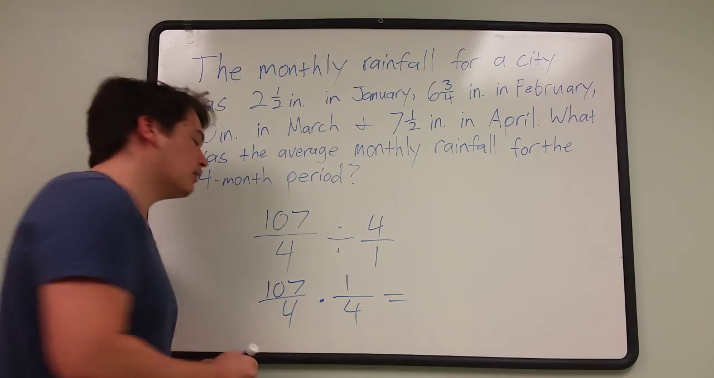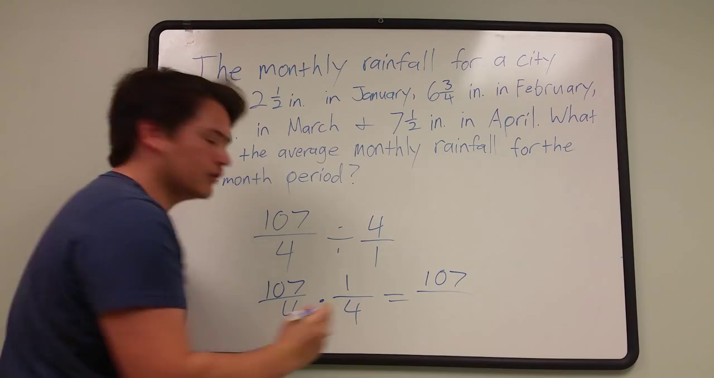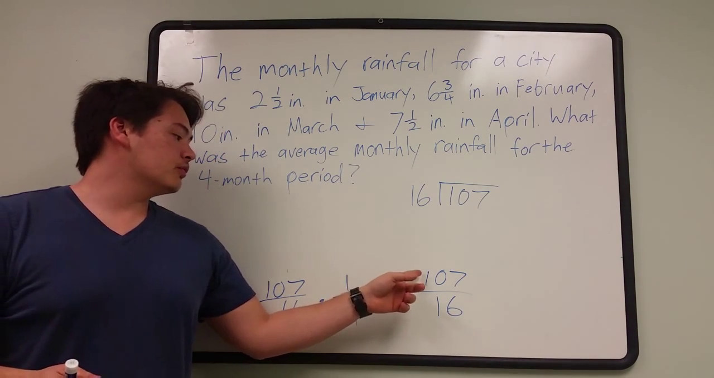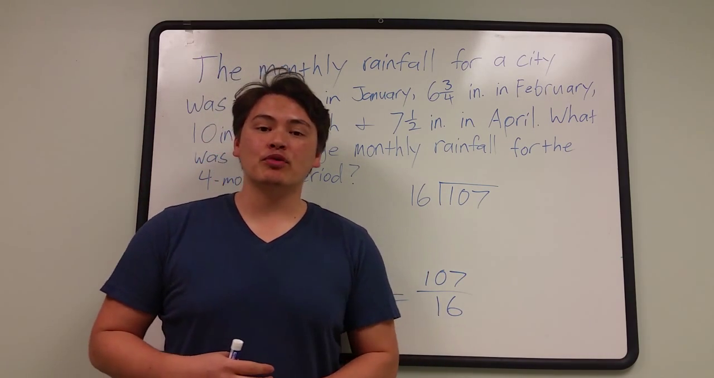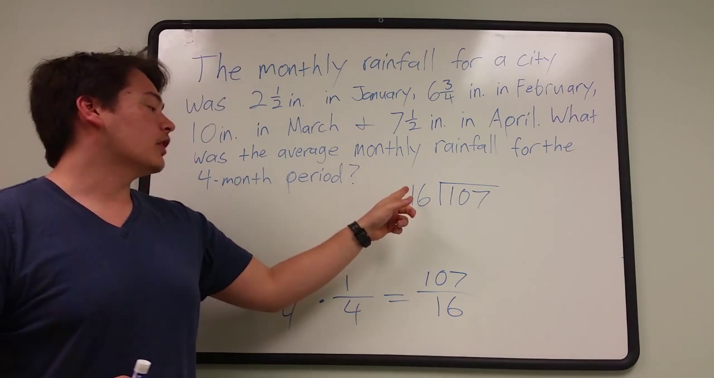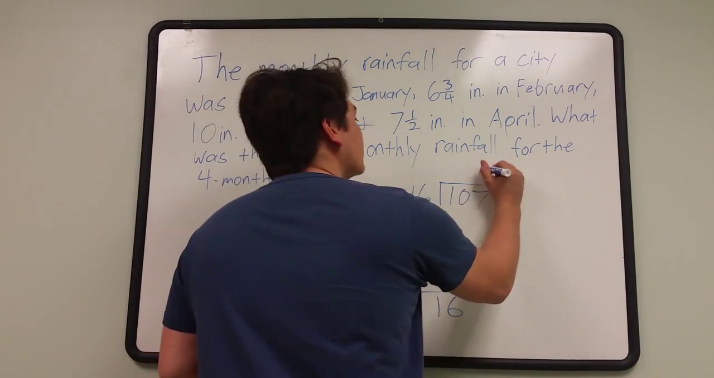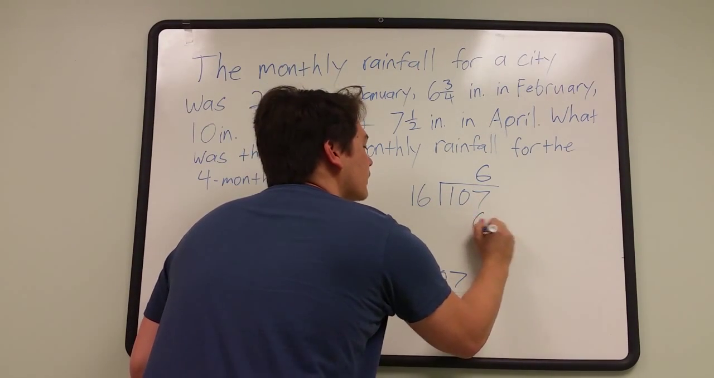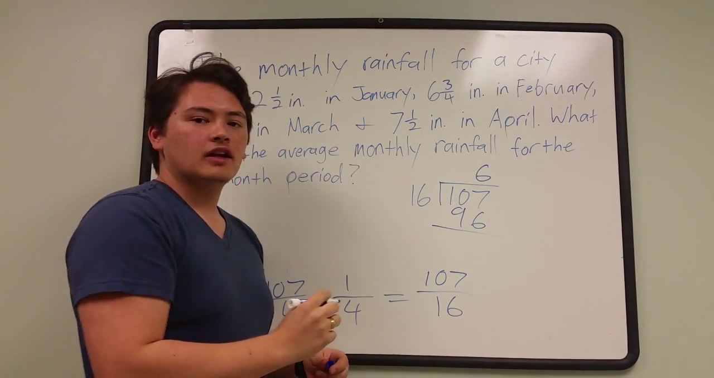So 107 times 1 is going to give us 107, and then 4 times 4 is going to give us 16. So now that we've converted it to 107 over 16, this is an improper fraction. Let's make it into a proper fraction. So we're going to see how many times 16 goes into 107. So what times 16 is going to give me a number close to 107? That's going to be 6. So 6 times 16 is going to give me 96.